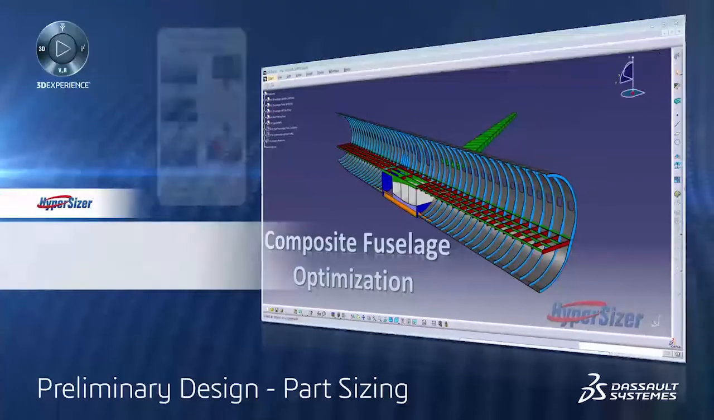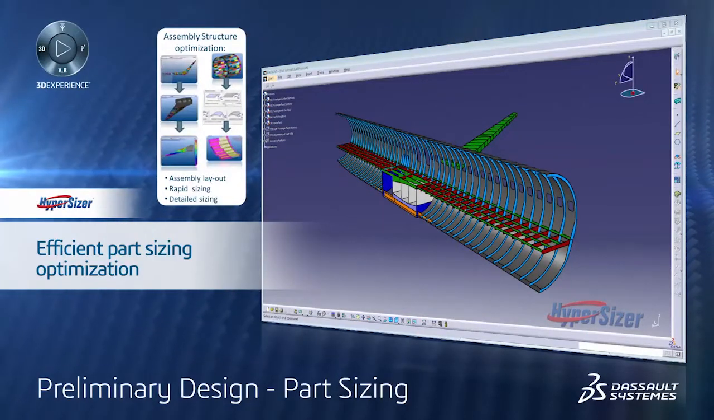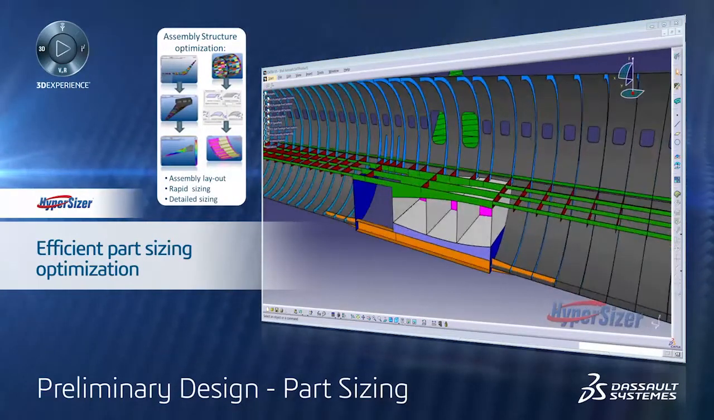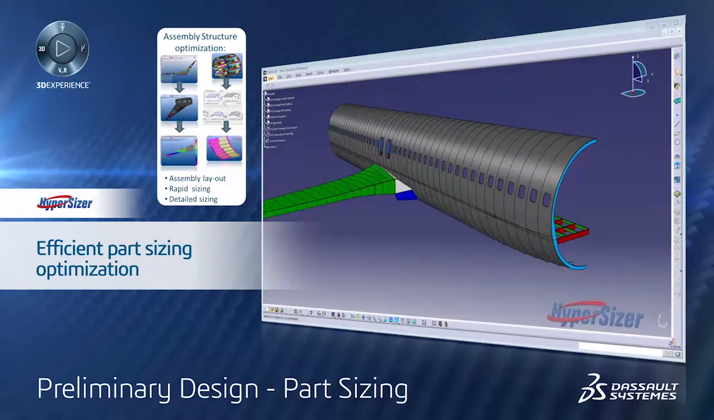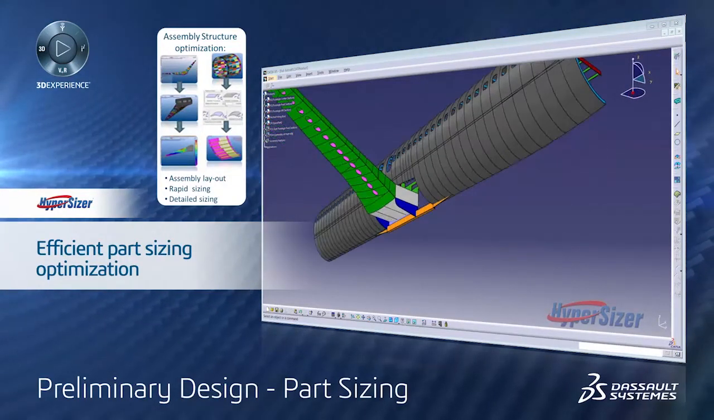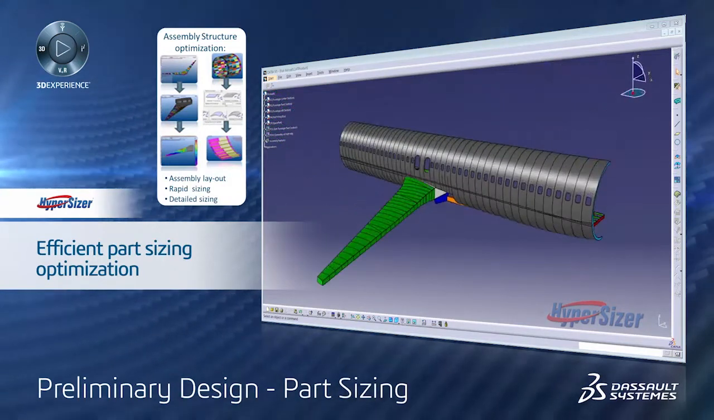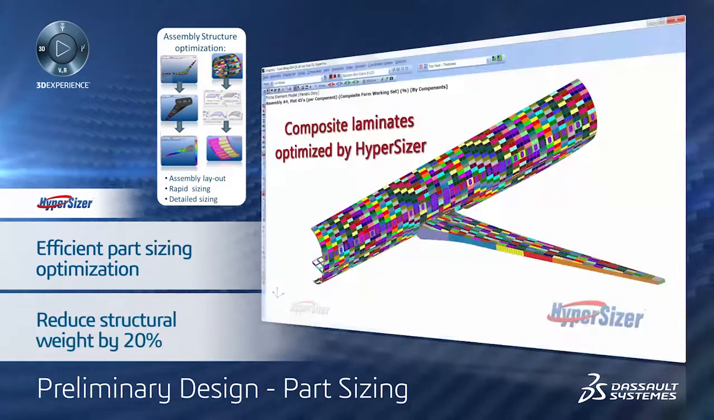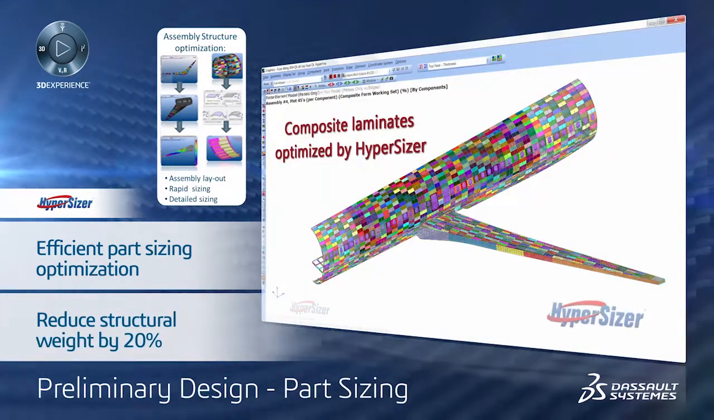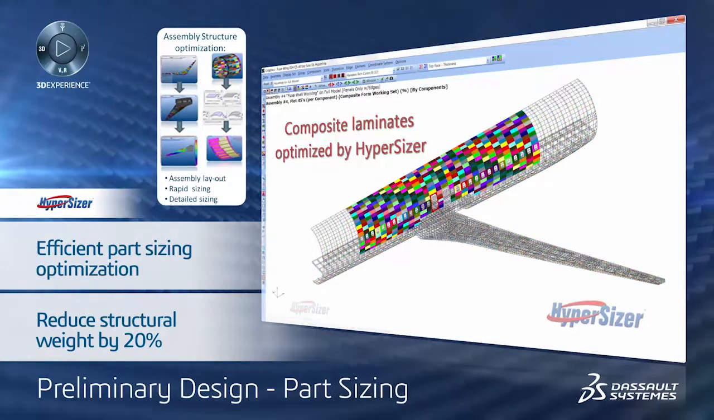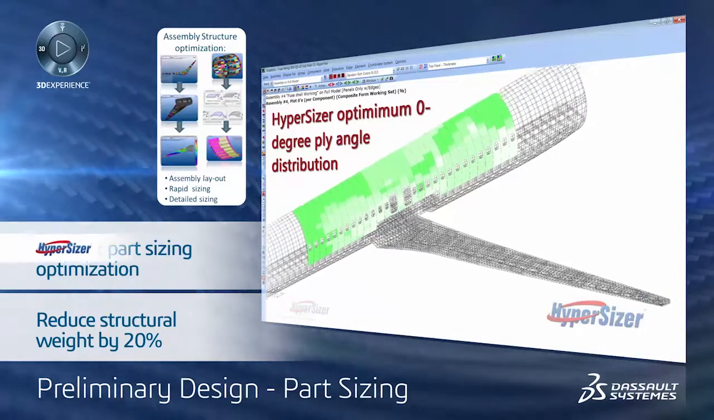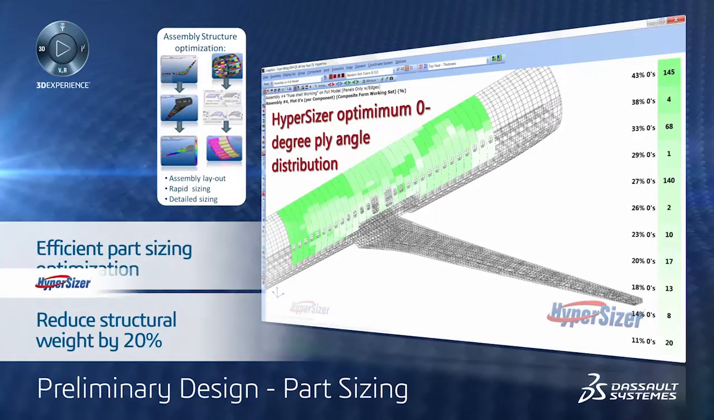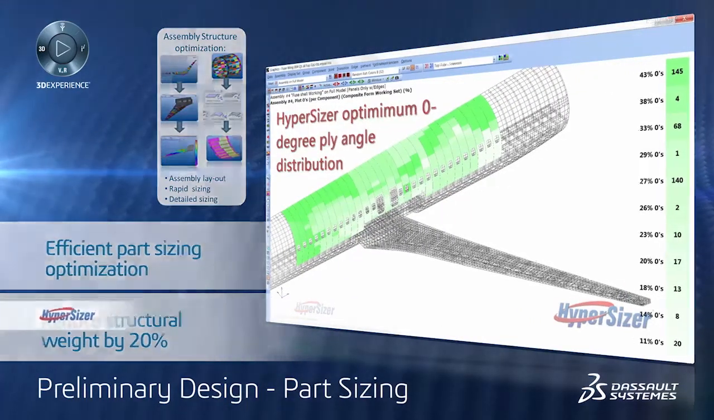For preliminary design, we have partnered with Collier Research Corporation to integrate their HyperSizer solution within CATIA for efficient optimization of the size, weight, and manufacturability of composite parts. This integrated solution can reduce structural weight by more than 20% by optimizing the cross-sections, dimensions, materials, and stacking sequences of composite components for all load cases and failure modes.